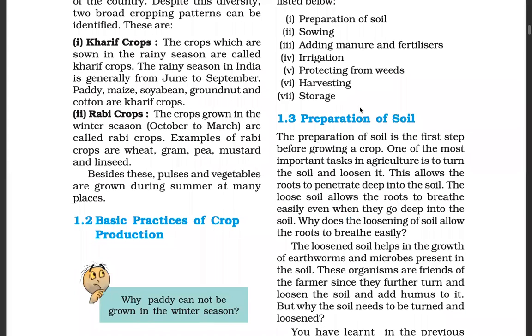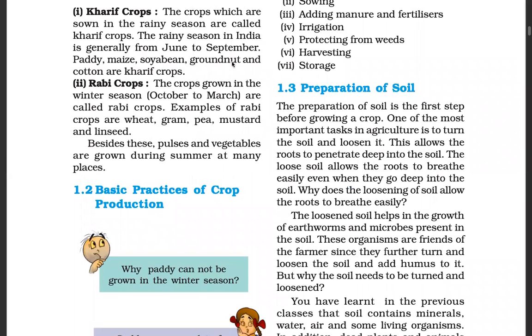So now let us come to preparation of soil. The preparation of soil is the first step before growing a crop. One of the most important tasks in agriculture is to turn the soil and loosen it. This allows the roots to penetrate deep into the soil. So the first or main step for agriculture is to turn the soil.